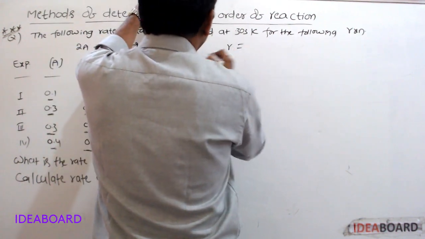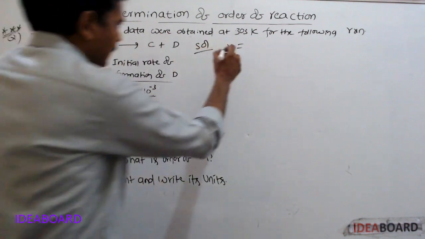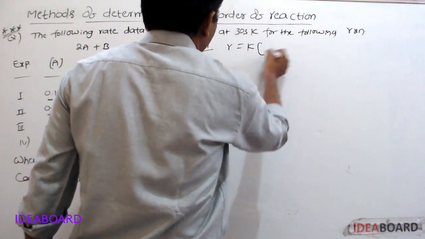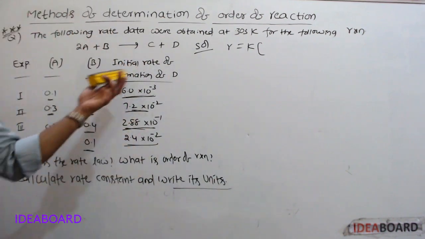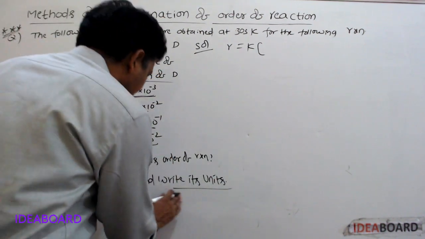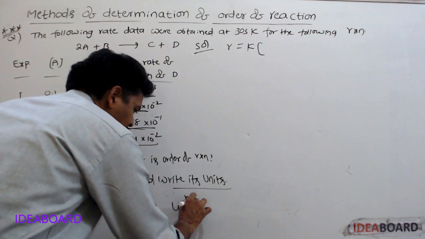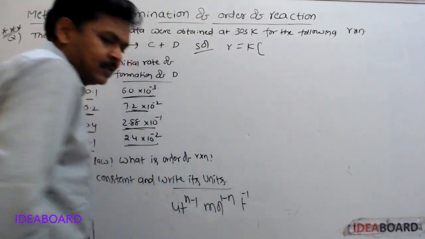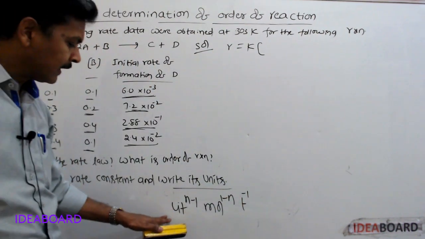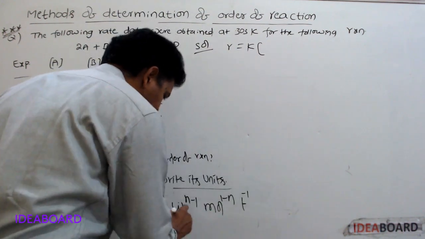So rate is equal to K. Same problem we can solve like this also. Rate is equal to K, and write its units. That given reaction is a third order reaction. So we know this formula for rate constant units of an nth order reaction: liter power n minus 1, mole power 1 minus n, time inverse.